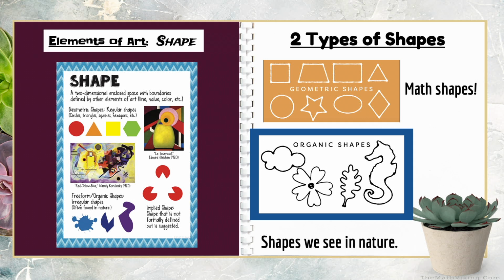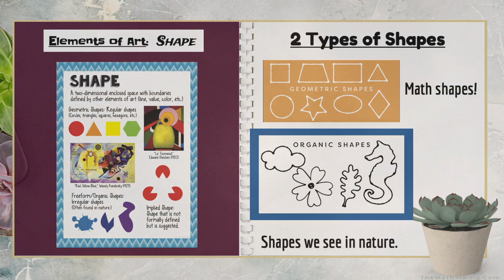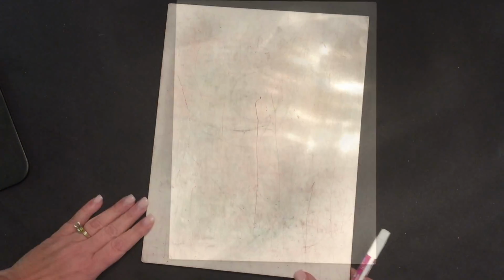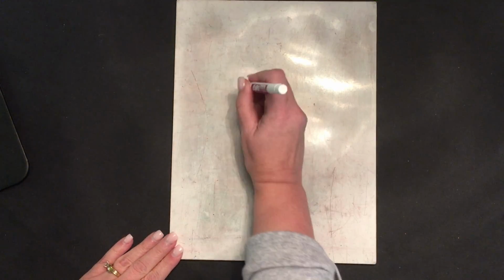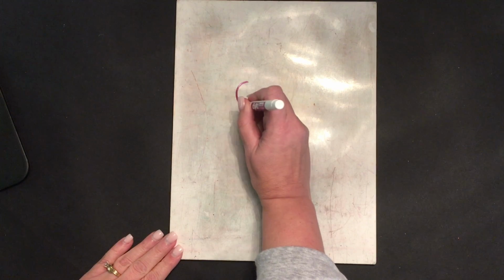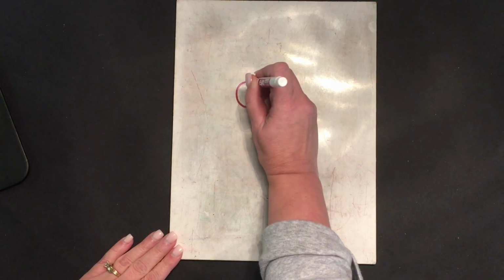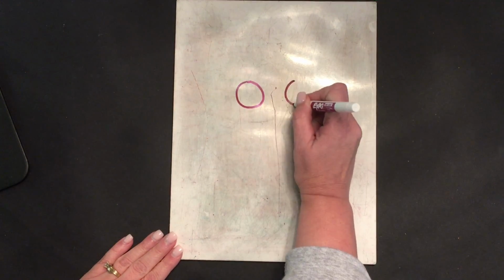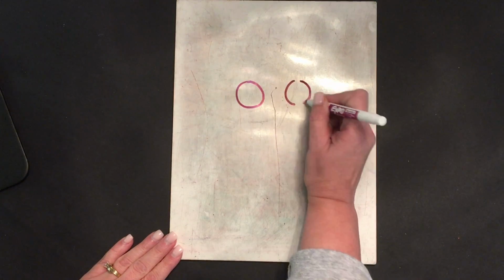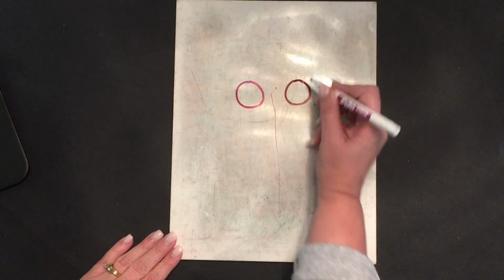You can pause here and practice on your own, or you can practice with me. Get your whiteboard and marker out, and let's practice making shapes. The first shape I'm going to make is a circle. Let's make it round. You also could make it with a C and a backwards C and connect them and fill it in.